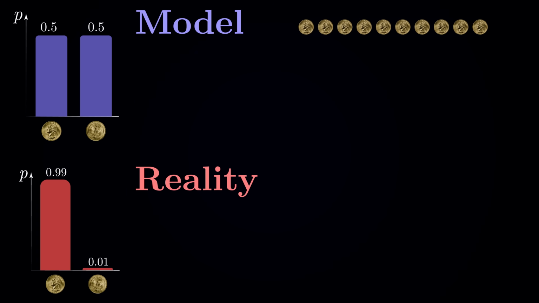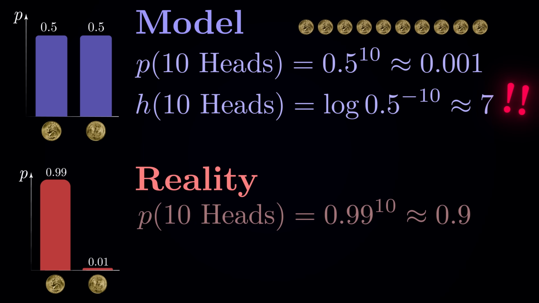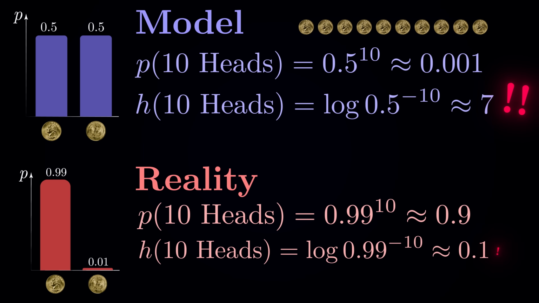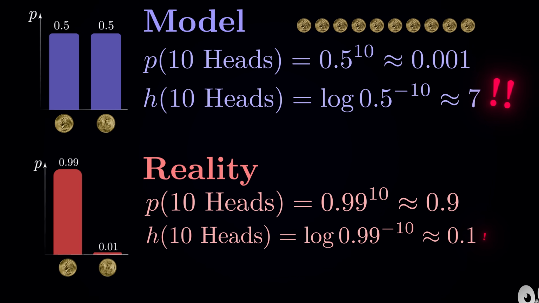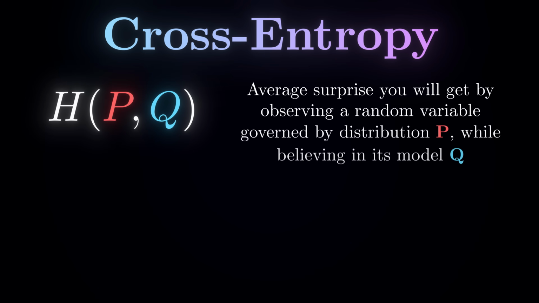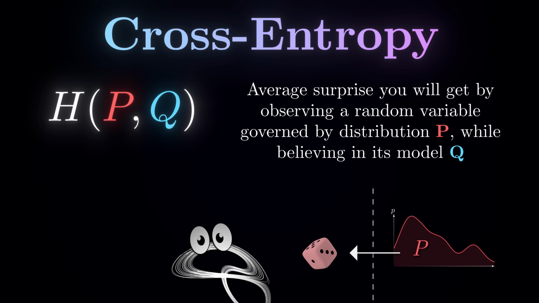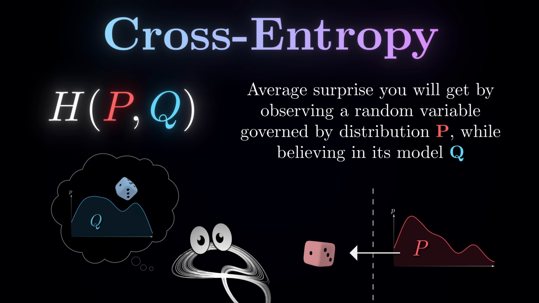Under your current model of a fair coin, the probability of this happening is extremely small, so you will be very surprised. However, the actual true probability of this outcome is quite high because the coin is rigged. Notice that the surprisal you experienced is caused by your belief about the probability distribution being wrong, not because something truly remarkable had happened. This brings us to the idea of cross-entropy. Essentially, it is a function of two probability distributions that quantifies the average surprise you might expect when observing a random process generated by one probability distribution while believing it comes from another.